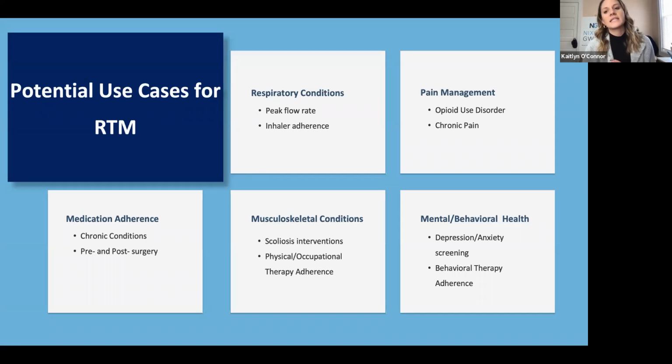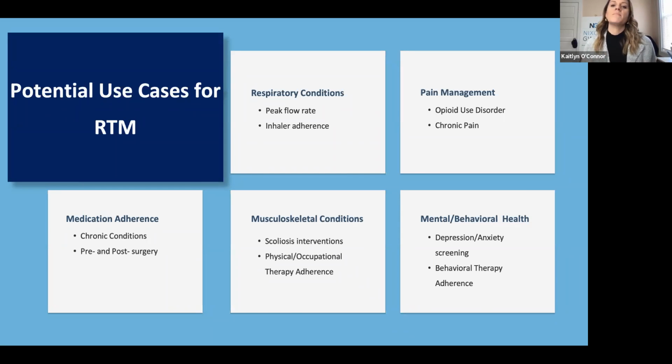You can think about this in the five categories that you see in front of you, and there may be others as well that might be relevant. So for instance, you can use RTM to monitor respiratory conditions by monitoring things like peak flow rate and inhaler adherence. You may be familiar with companies like Propeller Health and ResMed that have a connected inhaler that actually measures when a patient is using their inhaler and may also measure peak flow rate. That's one area where RTM can be really valuable.